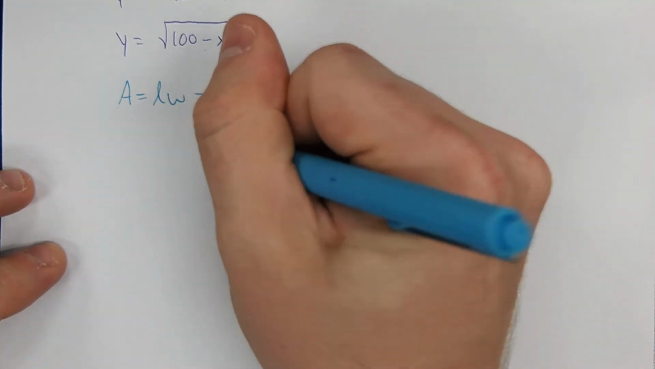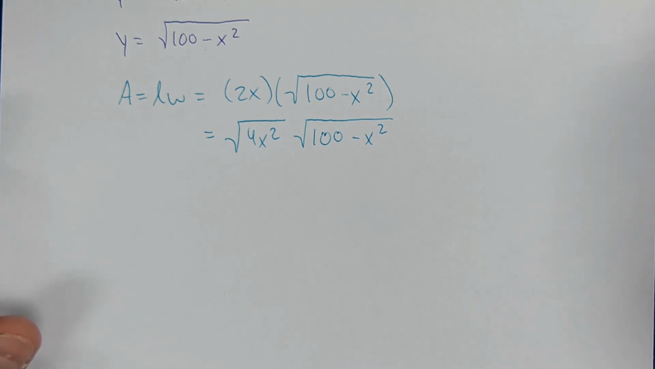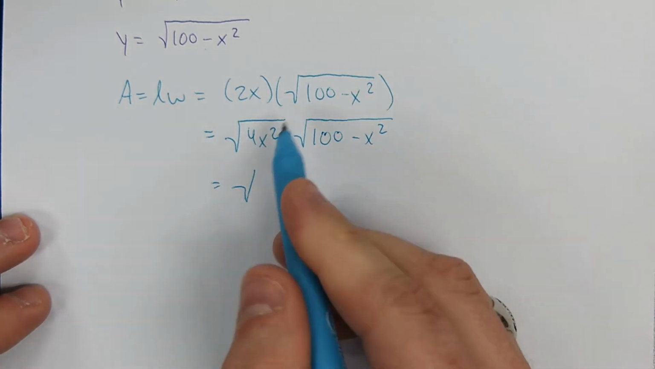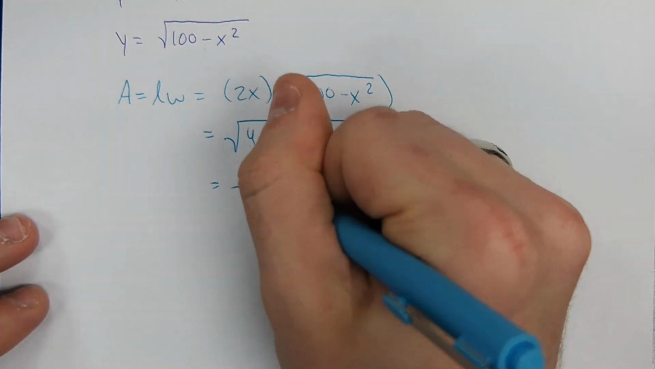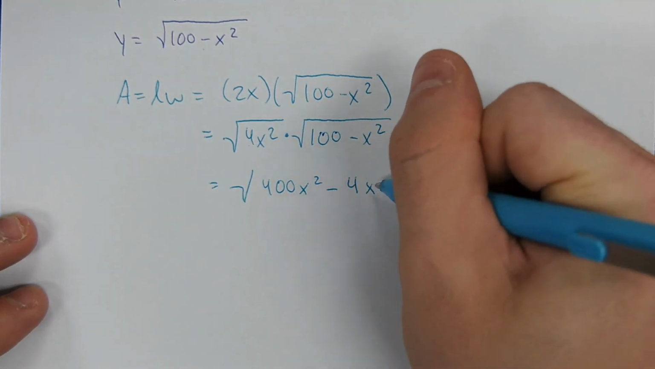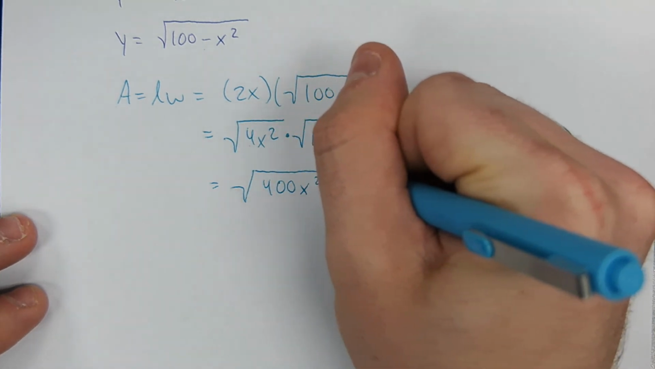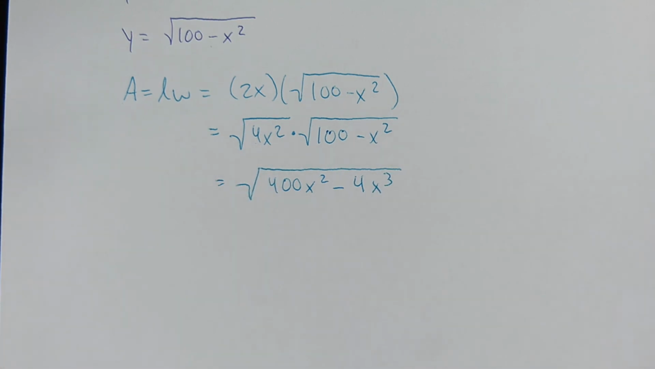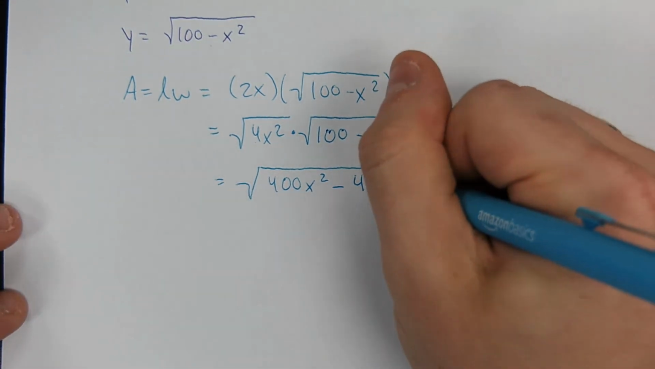Did you also get the square root bar or 1/2 and the square root of x squared? No, that would be the same thing as taking the square root of the 100 and the square root of the x squared. But what I could do is, like I said, I can combine these, and that would give me the square root of 400x squared minus 4x cubed. Yes, it would be to the fourth.